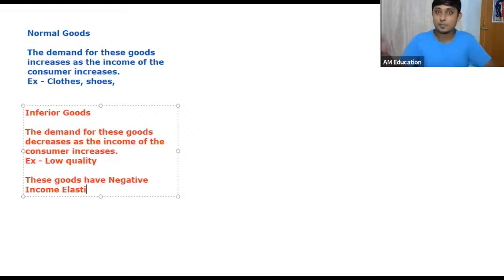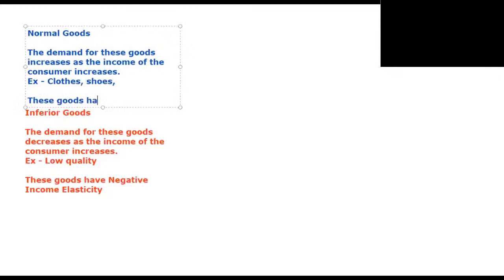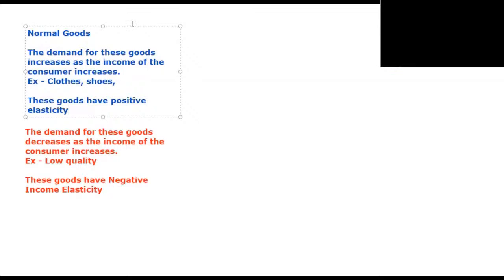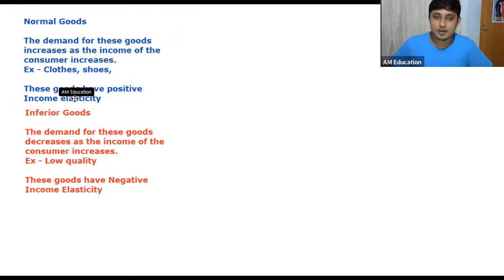That means if the income of the people is increasing, then the demand for these goods is decreasing. And what kind of elasticity do normal goods have? Positive elasticity. Positive income elasticity. Nice. Right, that's what we've learned right now.